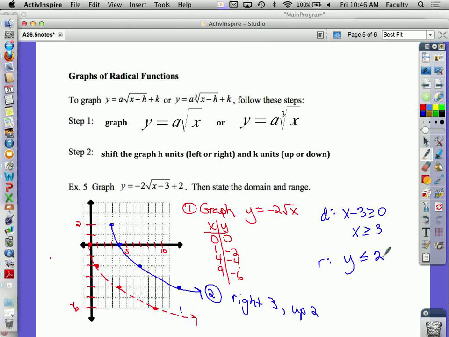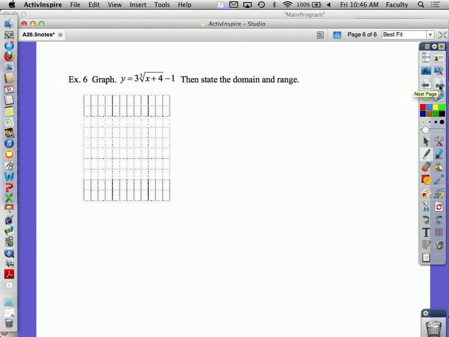All right, it did not ask me for the transformation, so that's okay. All right, let's try another one. Example 6. I can do domain and range on cube roots. Those are easy. Step 1. You can graph y equals 3 cube root x, and then step 2 is shift left 4, down 1.